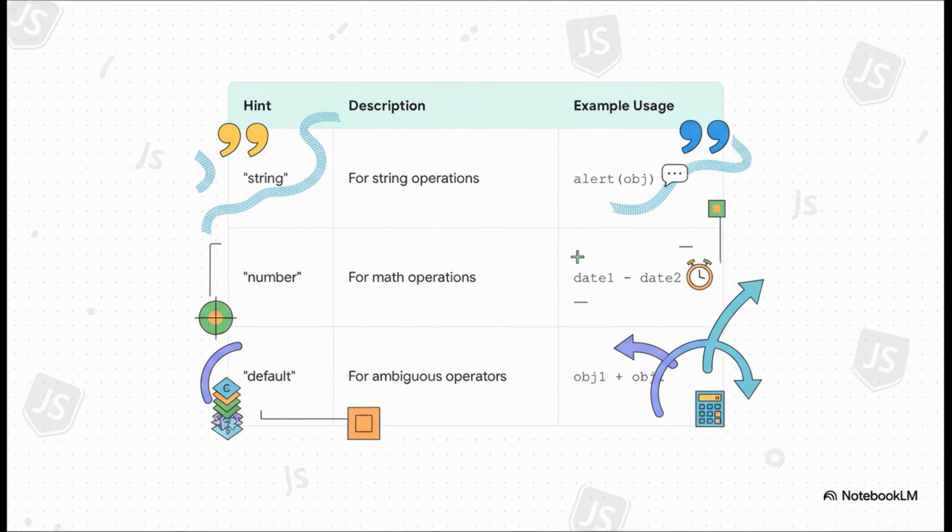So here they are. First, you've got the string hint. Pretty straightforward, right? It's for things like alert that obviously want a string. Then there's the number hint for clear-cut math stuff. But the one you really gotta watch is default. This is the one JavaScript uses for operators that are kind of ambiguous, like the plus sign. Is it for adding numbers, or is it for joining strings? This default hint is where all the interesting and sometimes confusing behavior really comes from.